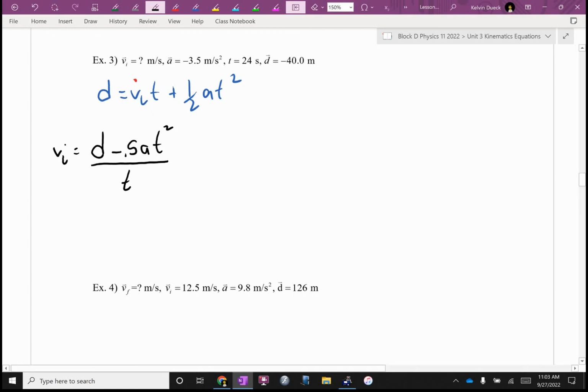Now that we've, oh, by the way, I would give you a half mark if you got to there. In other words, if you can get to here, I usually make these worth 2 marks. You've got 1 out of 2. Now we're going to plug in the numbers. D was negative 40 minus 0.5, A was negative 3.5, 24, don't forget the squared, divided by 24.